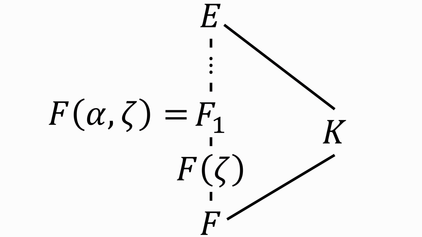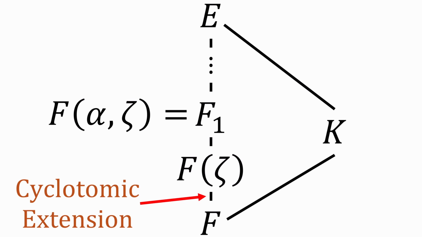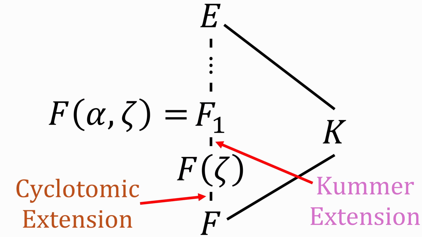This new extension, where we adjoin the nth root of unity, is called a cyclotomic extension. Once we have all of the nth roots of unity already, adjoining alpha, where alpha to the n is in the previous field, is called a Kummer extension. Also note that the field E is not the same field as it was before. Because of these new cyclotomic extensions, this field might be larger than it used to be, but this is okay since it still contains the splitting field K. Each extension in this tower is either cyclotomic or Kummer.